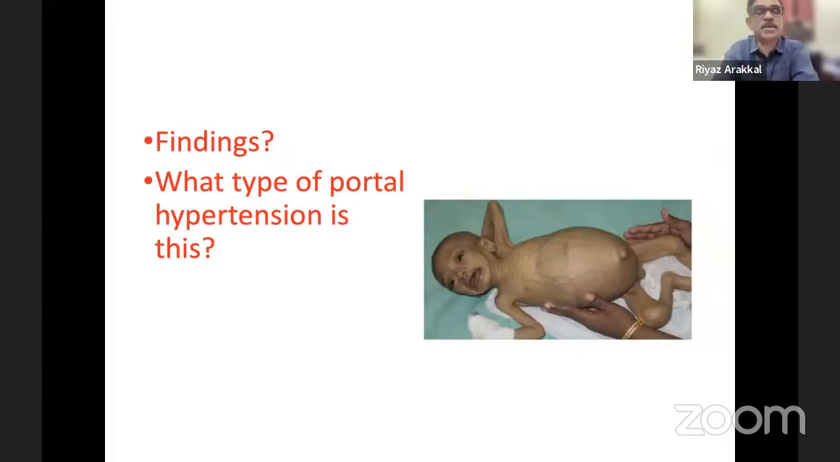Now, what type of portal hypertension is this? Anybody other than Aisha and the KMCP students? What type of portal hypertension is this? This child has biliary atresia, post-Kasai, cirrhosis, portal hypertension.